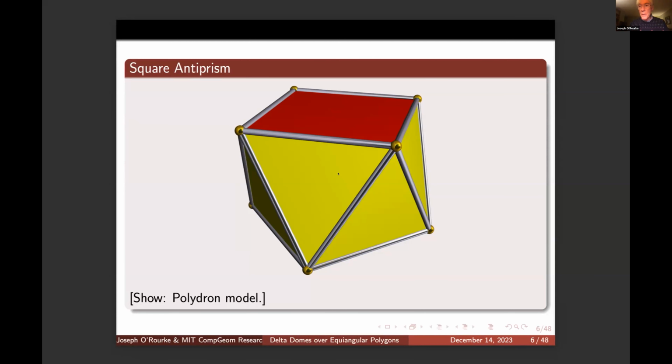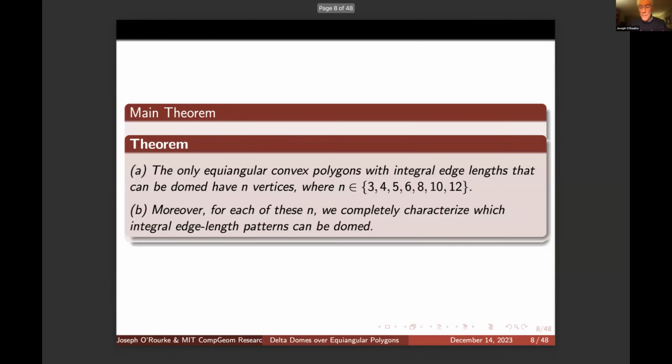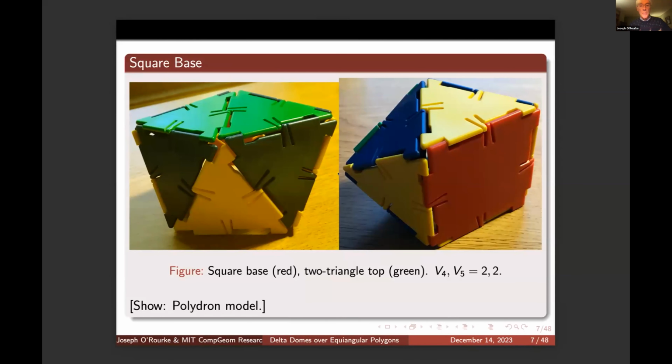I'll show you another doming of a square. This one is less obvious. I also have the model here. On the right, you can see the square, which is the red square. And then these equilateral triangles, you see there are 2 green ones on top. And I believe, I didn't calculate this, but I'm pretty sure that they are not coplanar. But we'll come back to this example again.